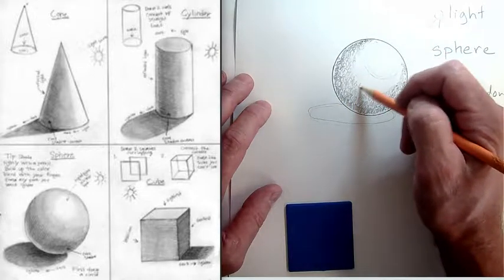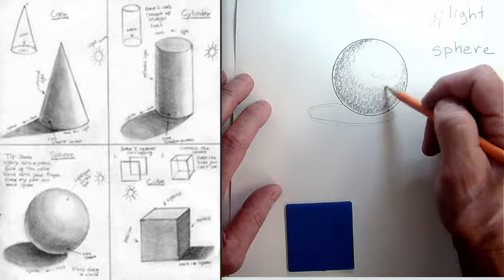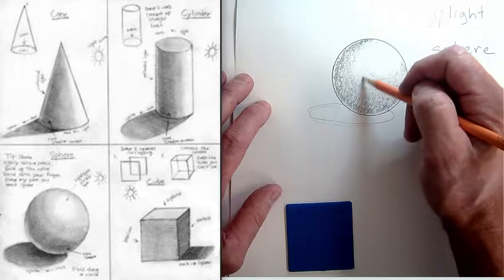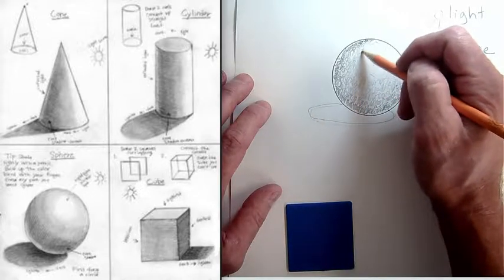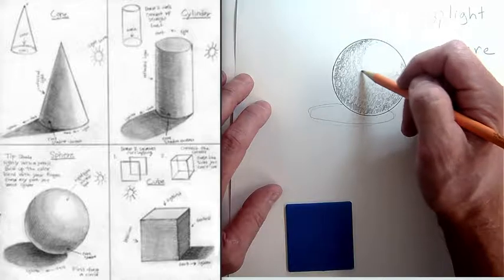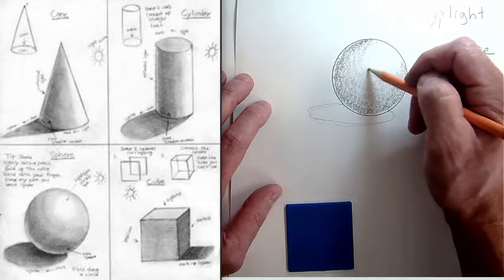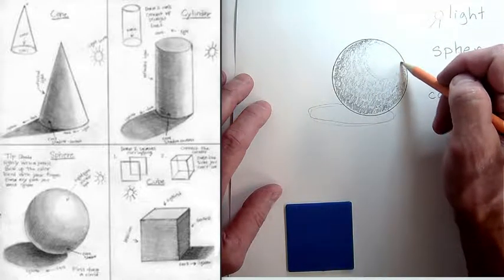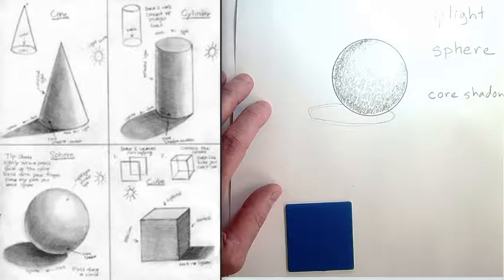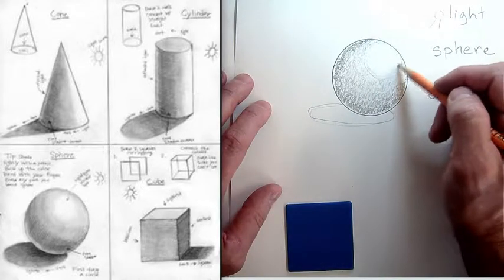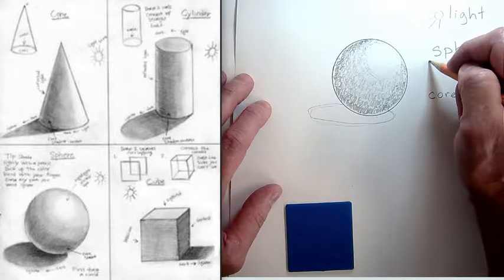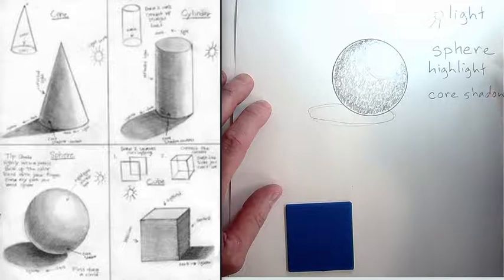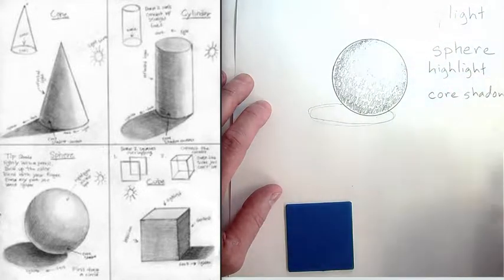There are other techniques also. You could use an eraser to lighten it up. You could use a white colored pencil if you're drawing in various colors to change the value. But I'm doing the simplest way I know how because you can practice this anytime, anywhere. All you need is paper and pencil. All right, so the white part over here that I created is called my highlight. That's where the bright light hits my sphere.